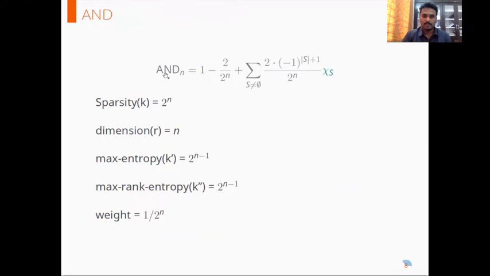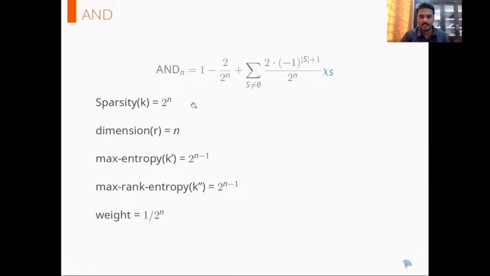Okay, so we'll start with the AND function. Like I said before, for the AND function, the empty Fourier coefficient is close to 1 and every other Fourier coefficient is close to 0. And all the Fourier coefficients are non-empty, so the support is everything, which is F_2^n. So the sparsity is the size of the support, which is 2^n.